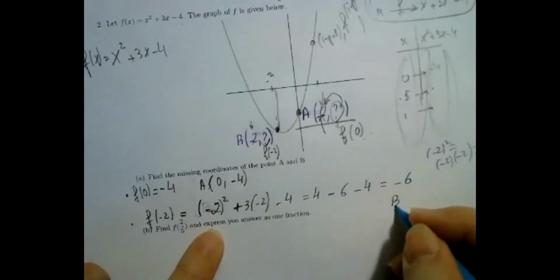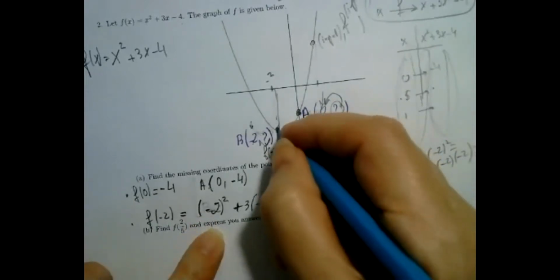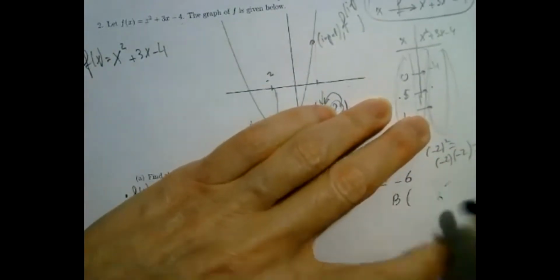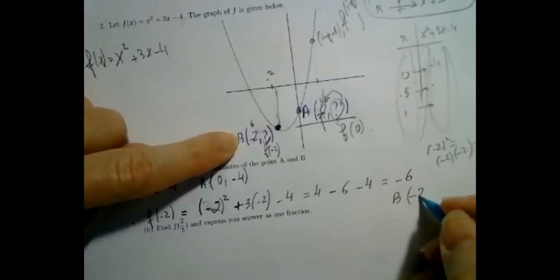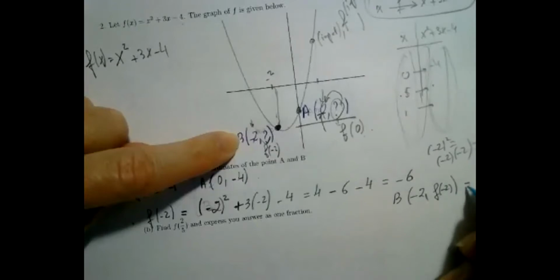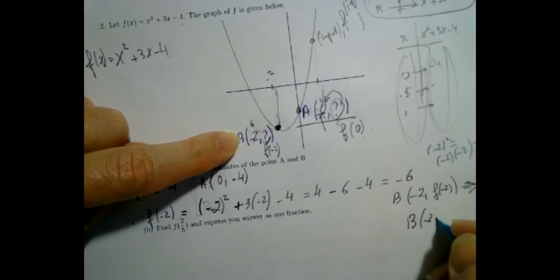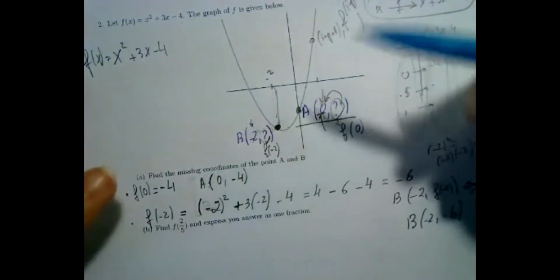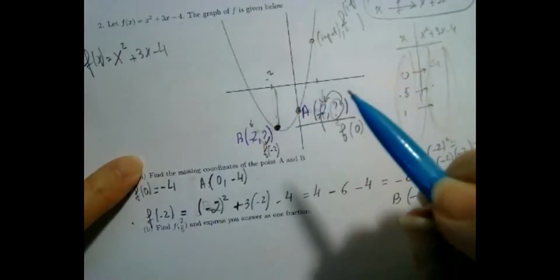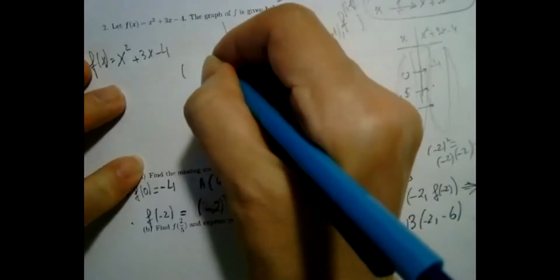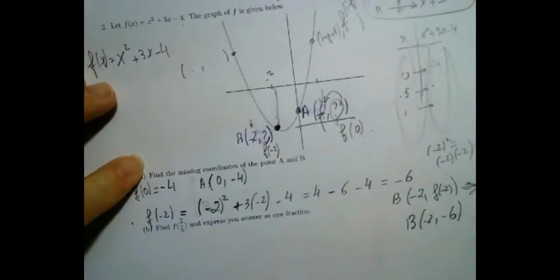So the point B is a point on the graph. What does it mean? It means if its first component is -2, the second has to be the output at -2. So this means that the point B is -2, and the output. Okay, so what characterizes a point on the graph? Every point on the graph is whatever the first component is, the second is the output for this component.